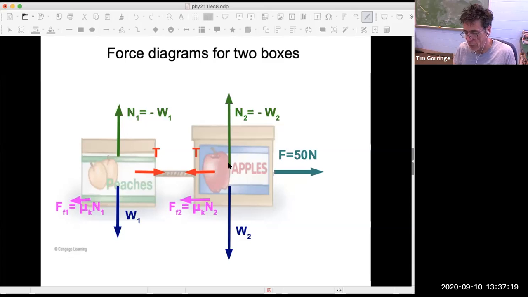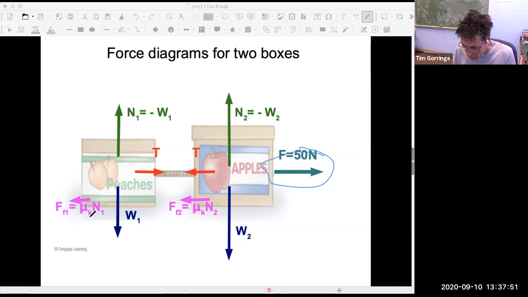Here's the same thing for the 20 kilogram crate of apples. That's crate number 2. Again, there's the full list of characters here. There's the weight downwards, there's the normal force upwards, there's the tension force due to the rope between the crates, there's the friction force opposing the motion. But there's also in this case my force that I'm exerting towards the right to pull the whole arrangement. And so those are the forces that are involved.